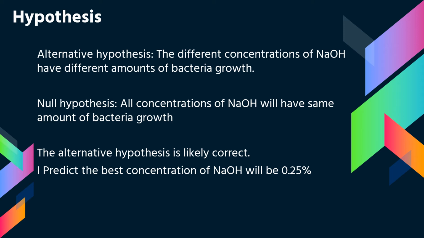My alternative hypothesis: the different concentrations of sodium hydroxide have different amounts of bacteria growth. My opposite hypothesis: all concentrations of sodium hydroxide will have the same amount of bacteria growth. The alternative hypothesis is likely correct. I predict the best concentration of sodium hydroxide will be 0.25, because 0.25 is half of the total, which I think will be the best.